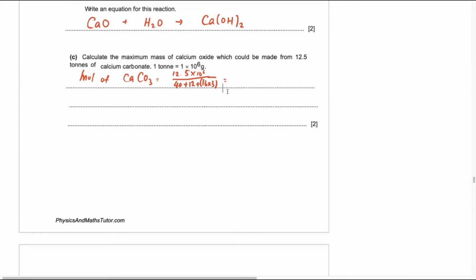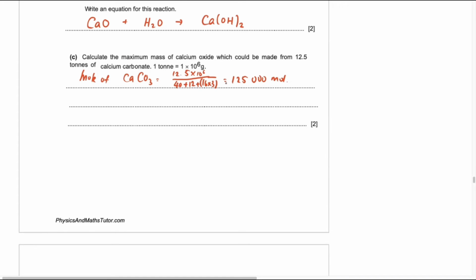Then after that we just use a calculator to handle this. So I just count the bottom first. You get 100. 12.5 times 10 to the power of 6 divided by 100. So you will still get a big value, 125,000 mole. Okay, so that is the mole of calcium carbonate.